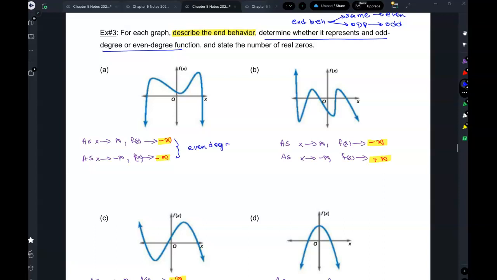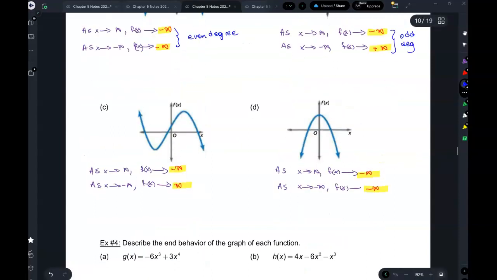You see the highlighted? They're both negative infinity, negative infinity. If they're the same, it's even degree. That means the degree of that function could be like x to the 2, x to the 4, x to the 6. Okay, this one, they're different, they're opposite, so it's odd degree. Okay? What about this one? Even or odd? Odd. What about the next one? Even.